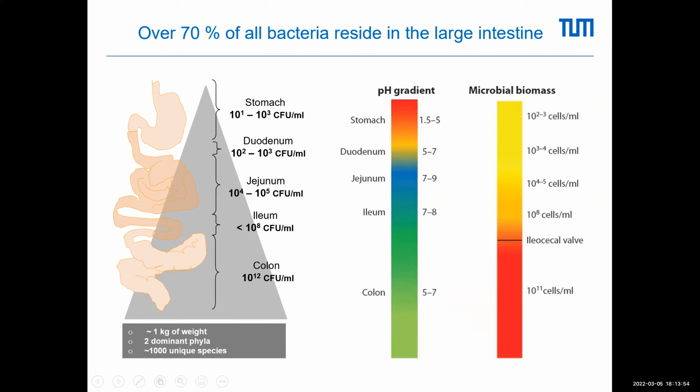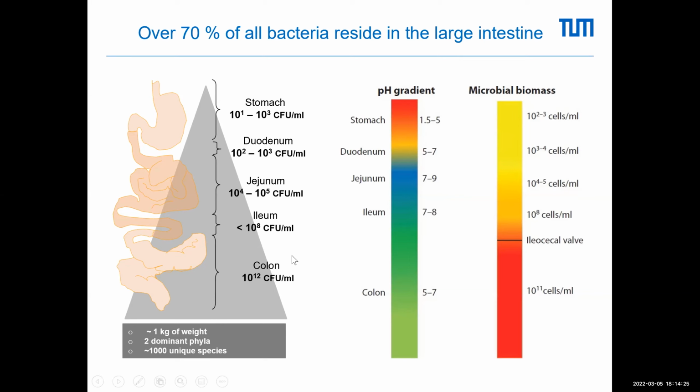So there is an increase in the number of bacteria along the GIT from the stomach down to the ileum, and it reaches the highest density in the colon. And overall, we have two dominant phyla, so the Firmicutes and Bacteroidetes in our gut microbes. And they also comprise around 1,000 unique species.